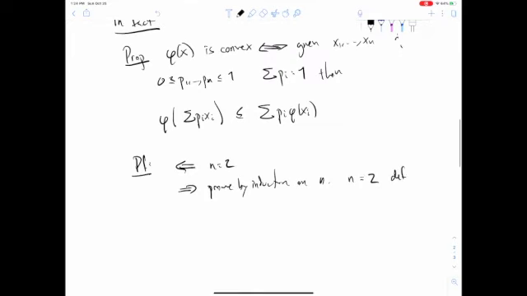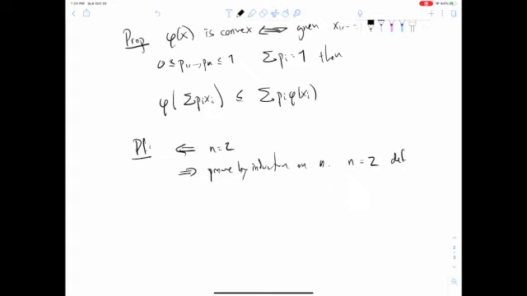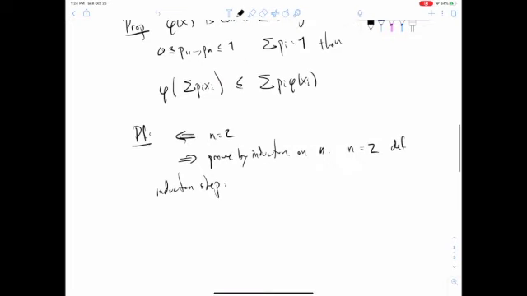What does it look like for n equals 1? Right. For n equals 1, it's just that phi of x1 is x1. For n equals 2, it's the definition. Okay. And for the induction step, we're assuming that it's true for n minus 1, and I'll prove it for n.